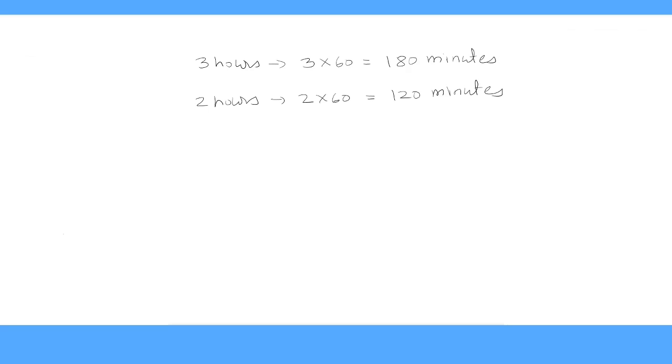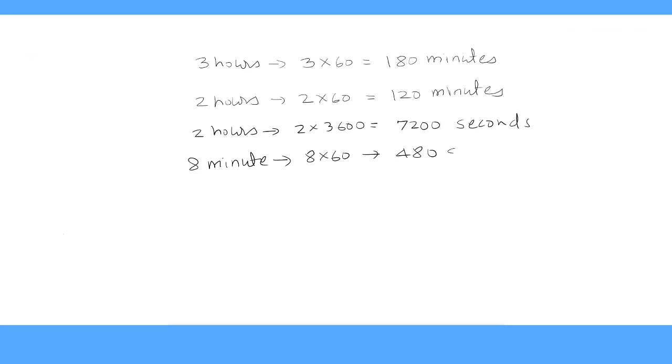If we have to convert 2 hours into minutes, we multiply by 60. But if we have to convert it into seconds, we multiply by 3600. So 2 hours equals 2 multiplied by 3600, which gives us 7200 seconds. Now if we have to convert minutes into seconds, we multiply by 60. So 8 minutes converted into seconds: we multiply 8 by 60, so we get 480 seconds.